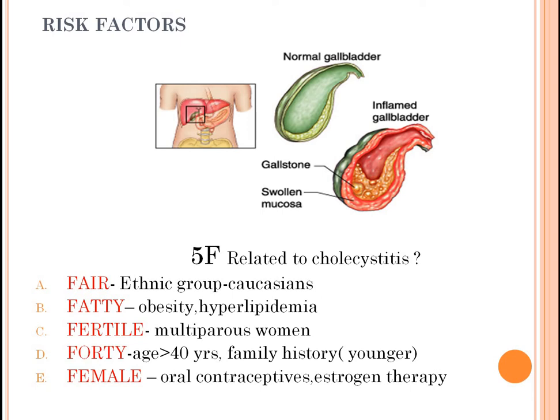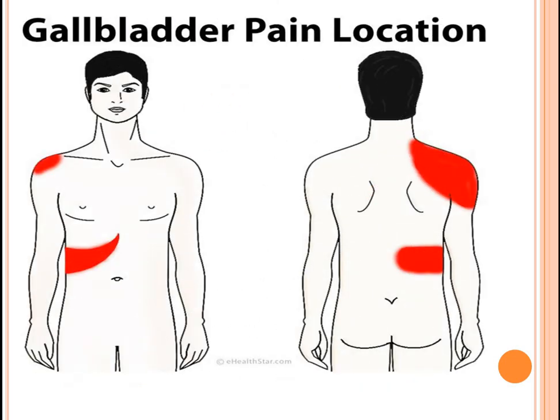Women who are receiving estrogen therapy for a long duration, and age above 40 years, are also a risk factor for getting cholecystitis. Okay, so that is brief about cholecystitis, its introduction part, and about its pain, gallbladder pain. Where is its location? Its location is the right upper quadrant of the abdomen.